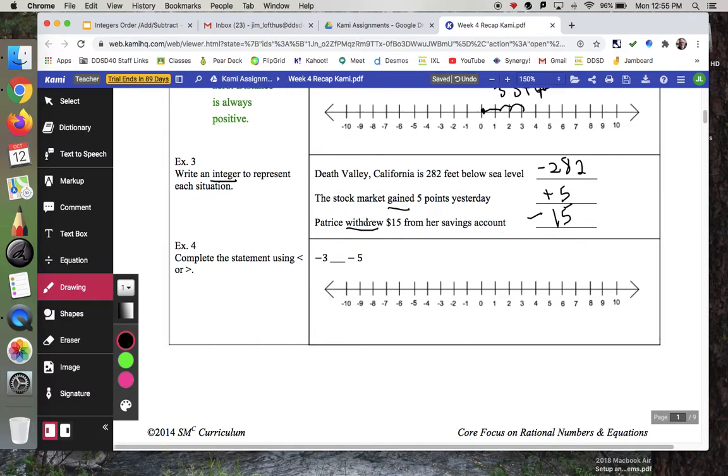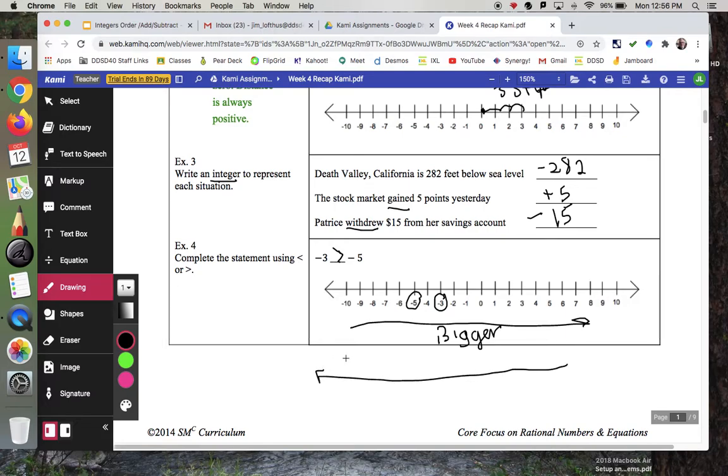And then the last one we did in class on the CAMI week 4 was to talk about which is greater, the negative 3 or negative 5, and everyone agreed that because negative 3 is to the right of negative 5, that it's greater. That numbers increase this direction. So numbers are getting bigger this direction. And as we go this direction, numbers are getting smaller. So that's as far as we got on that activity today.